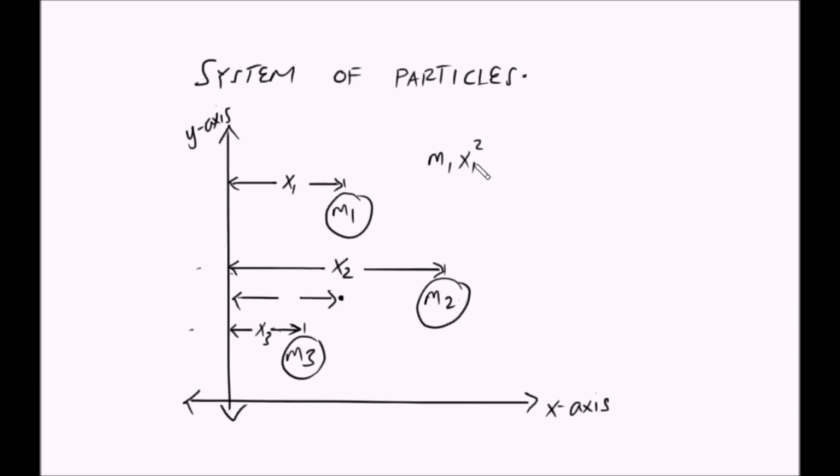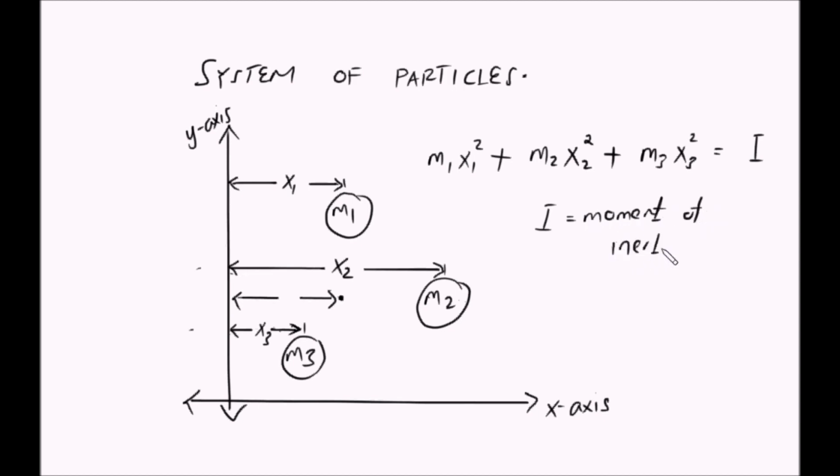So if I take the mass of this first particle times x1, its position squared from the y-axis, plus the mass of the second particle times the square of its distance from the y-axis, plus the mass of the third particle times the square of its distance from the y-axis, I get I. And this I now is what we call the moment of inertia.